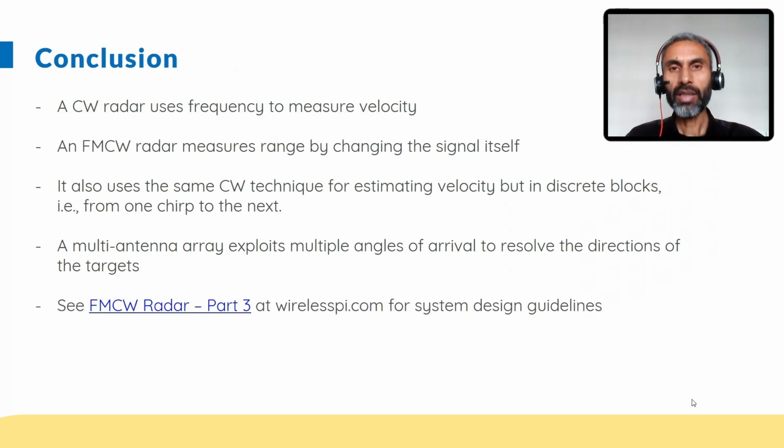As far as the system design guidelines are concerned, you can click on this link and it will take you to an article on my website, which is FMCW radar part 3. It shows you how to design the system. So we have different parameters: bandwidth, sweep time, chirp rate. There are a lot of things which have to be decided. How do we decide? It depends on the real world requirements, and that article explains these things in detail.